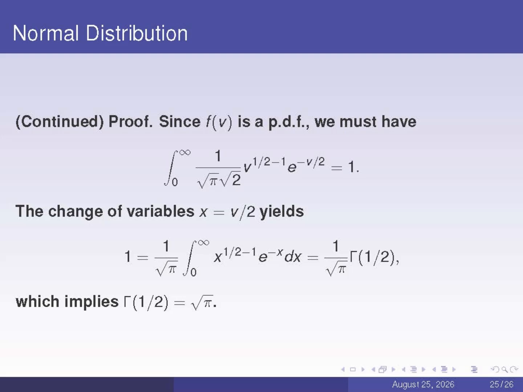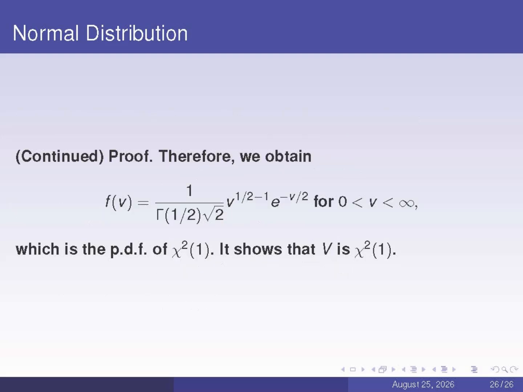Substituting the square root of pi equals gamma of 1 over 2 into the probability density function f of the random variable v yields the mathematical expression in line 2. Upon comparison, we find that this probability density function f is equal to the probability density function of a chi-square distribution with 1 degree of freedom. Therefore, it is proved that the random variable v indeed follows a chi-square distribution with 1 degree of freedom.